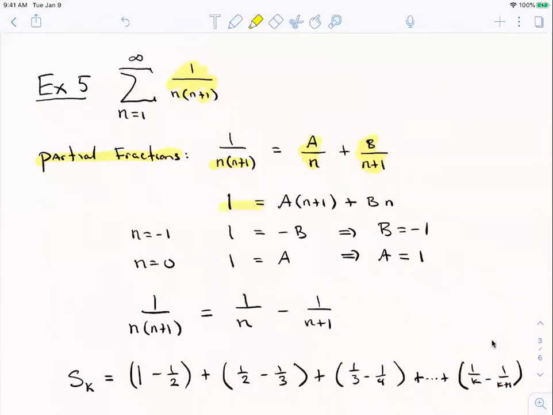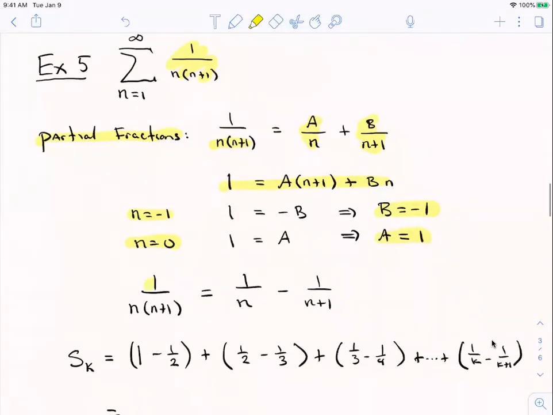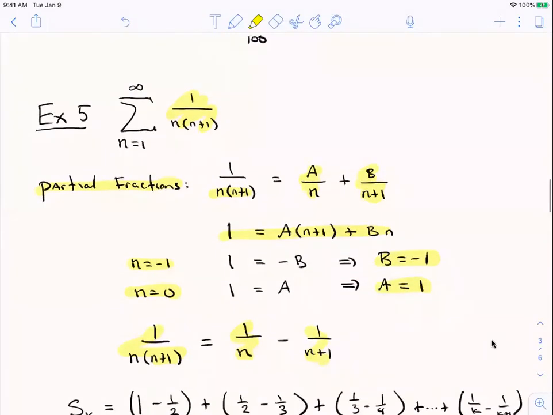I multiplied both sides by the denominator. I'm choosing my strategic values of n. You can do this at a slower pace, but that reveals that b is -1 and a is 1. So I can write my series terms as 1 over n minus 1 over n plus 1. So maybe let me come up here and just rewrite this thing.